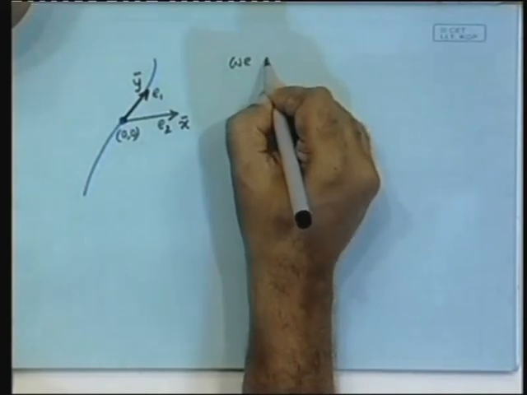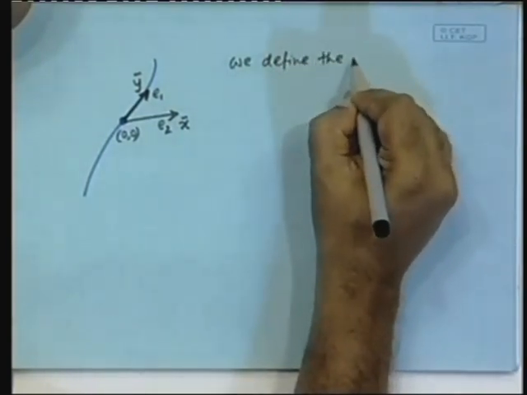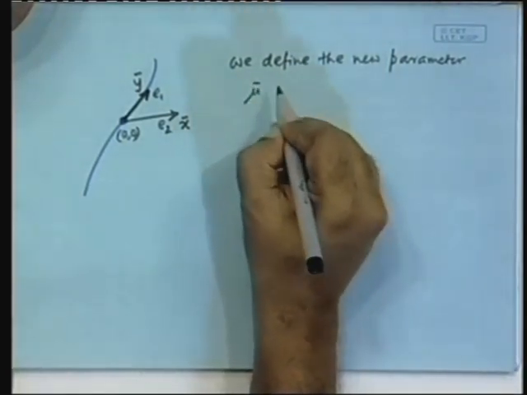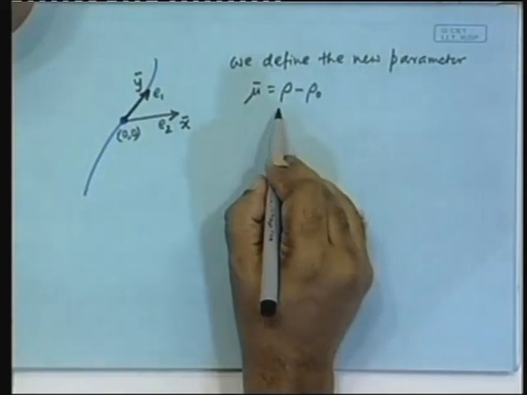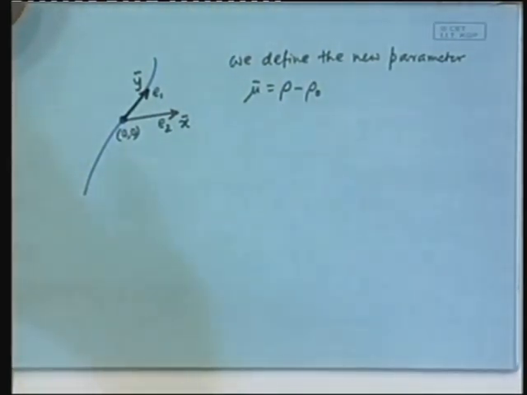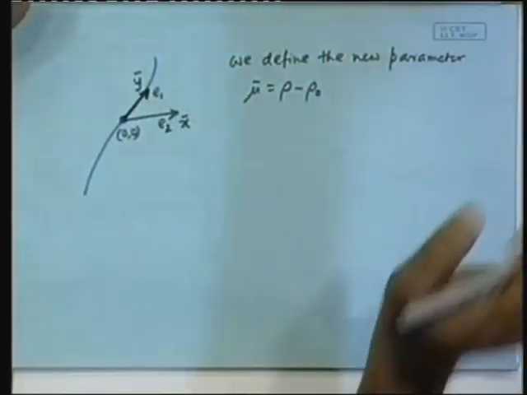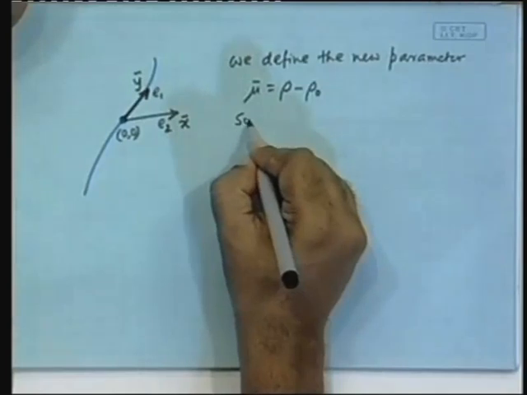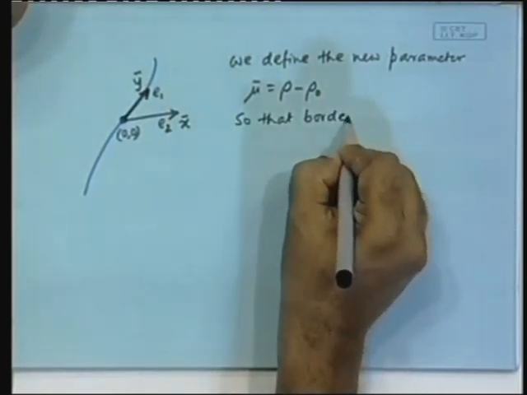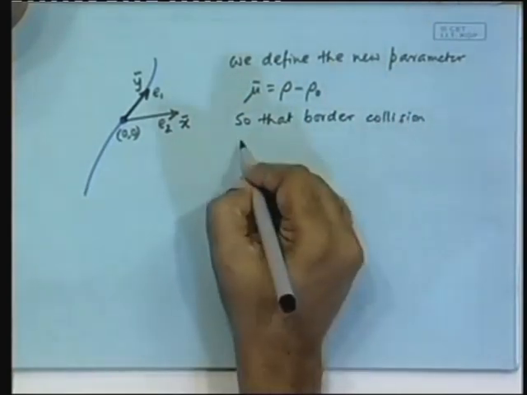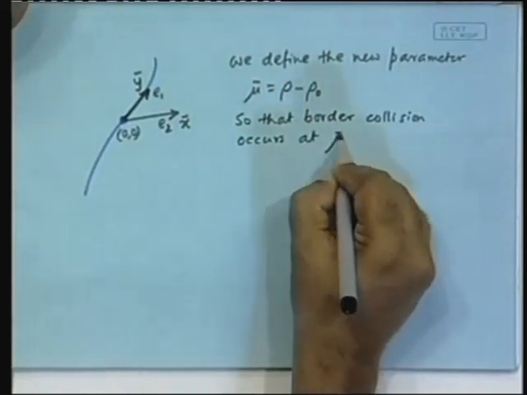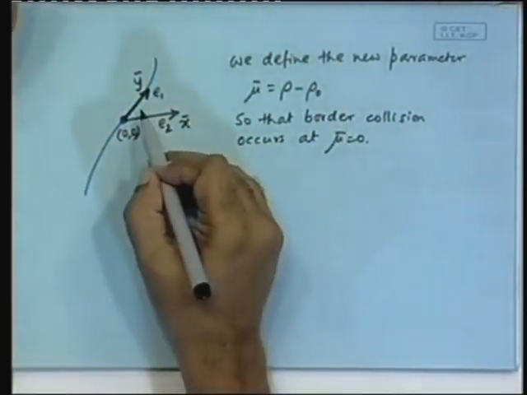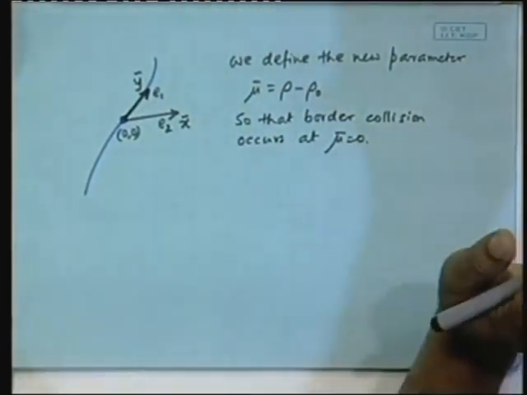So we define a new parameter, mu bar is equal to rho minus rho naught. What does it mean? It means that border collision happens at mu is equal to 0, mu bar is equal to 0. Why mu bar? I will come to that later, I will later correct it. So, there are a few things that we have done. We have changed the coordinate in terms of x and y, and we have also changed the coordinate in terms of the mu, the parameter.